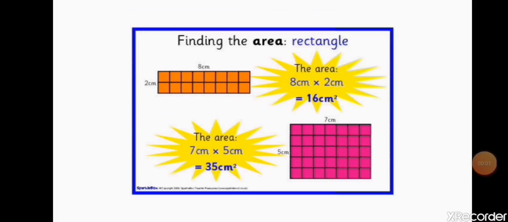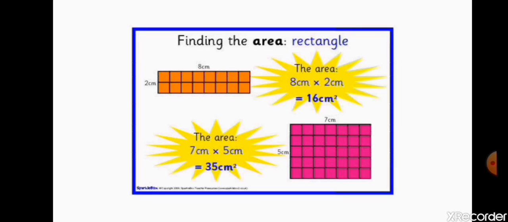Finding the area of a rectangle. Okay, now here we take 8 columns and 2 rows. The area of the given figure is 8 multiplied by 2, which is 16 centimeter square. Same, next figure, 7 columns and 5 rows. Then the area of the given figure is 7 into 5, 35 centimeter square.